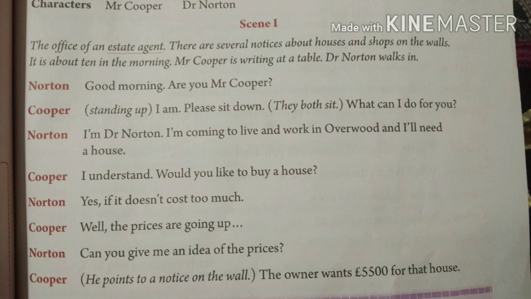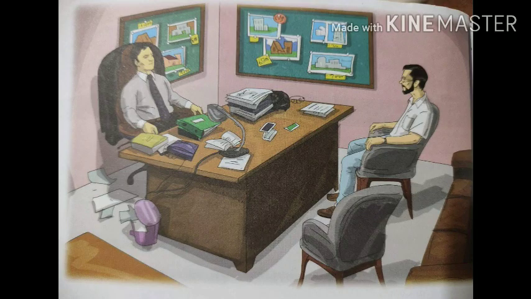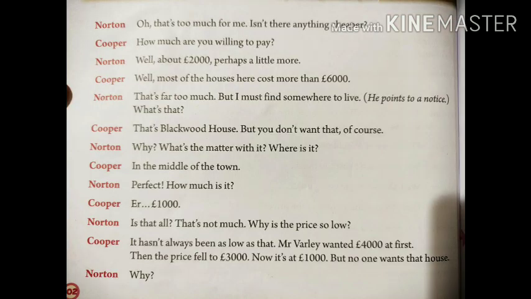Cooper: The owner wants £5,500 for that house. Then Mr. Cooper points to a notice on the wall of his office and says the owner of that house wants £5,500. Norton: Oh, that's too much for me. Isn't there anything cheaper? Norton says the price of that house is too much. I can't afford that.